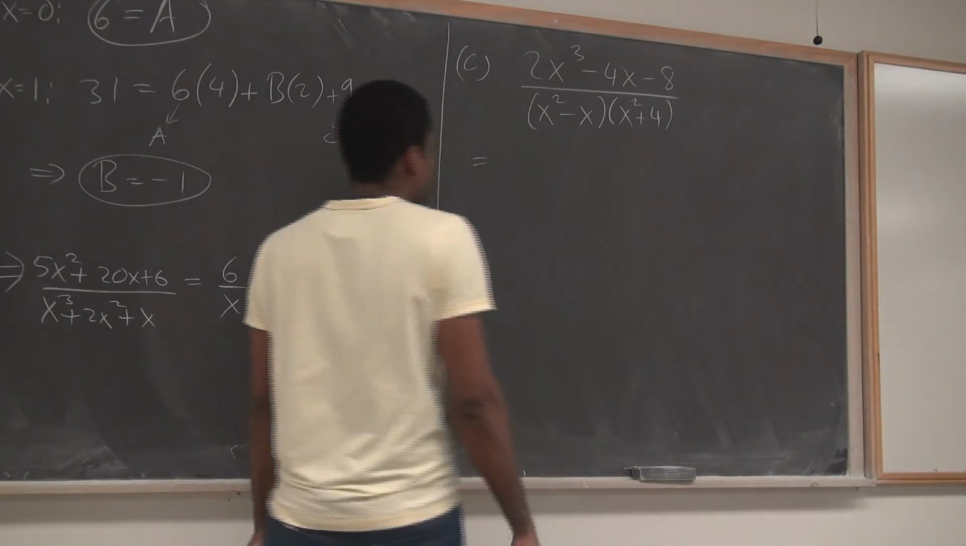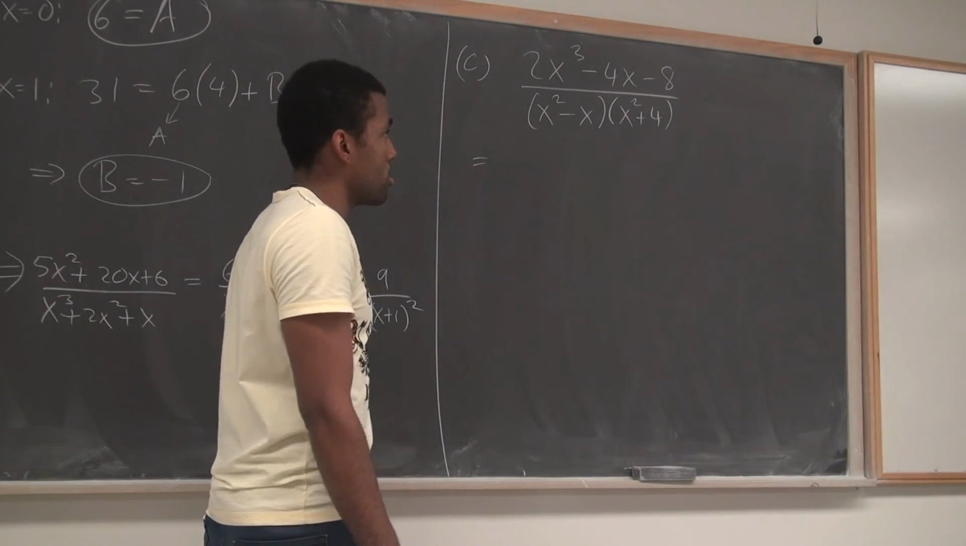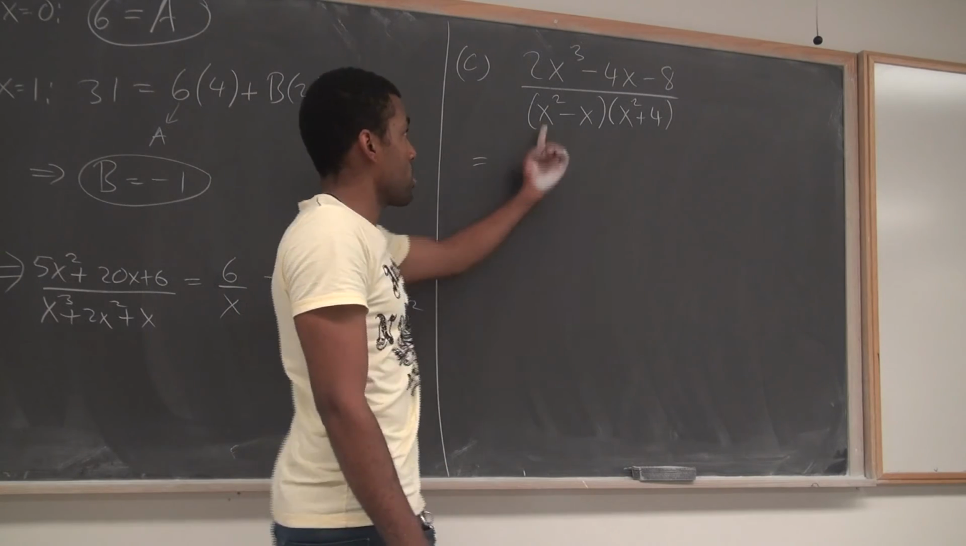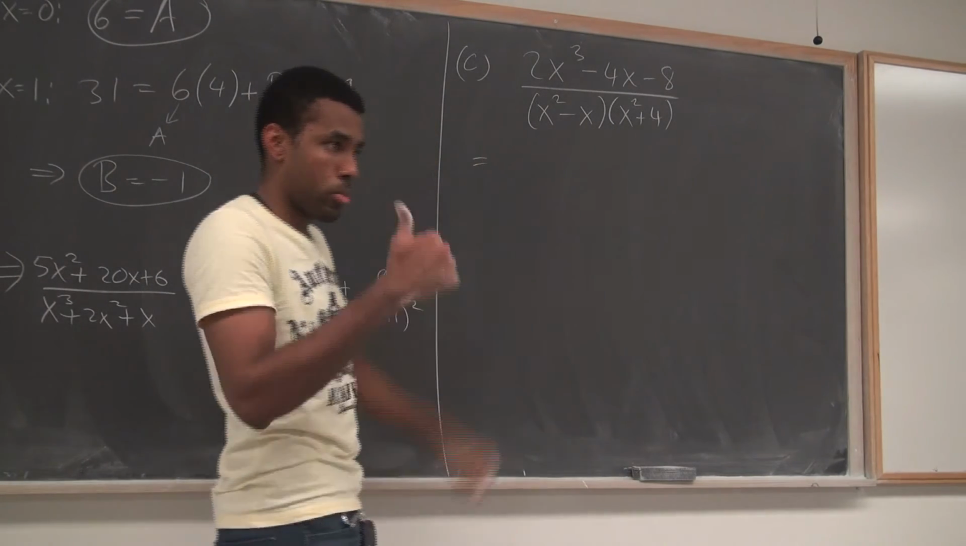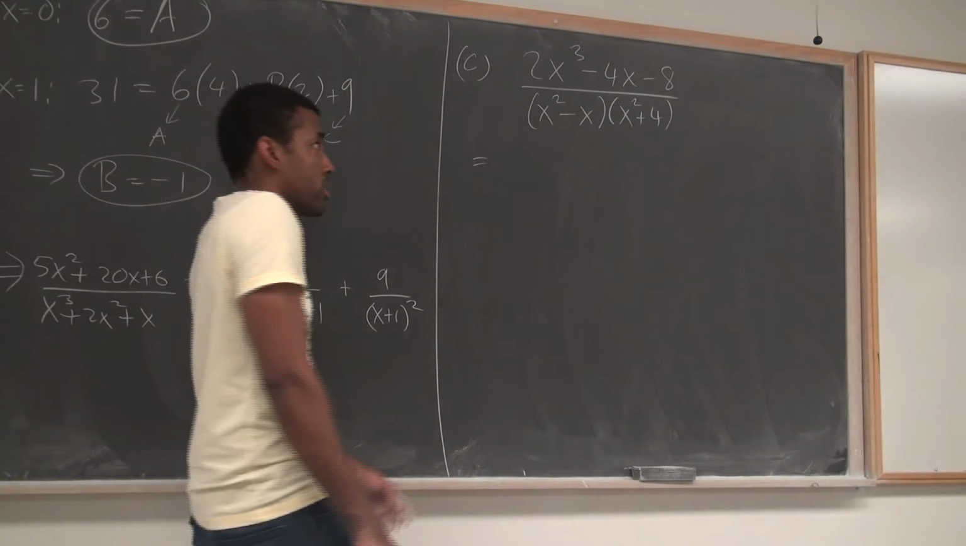What's the degree of the top? 3. Degree of the bottom? It's 4, right? When you multiply out, you get x to the 4th. So the power on the bottom is bigger, that's good. So we can actually continue with our method.